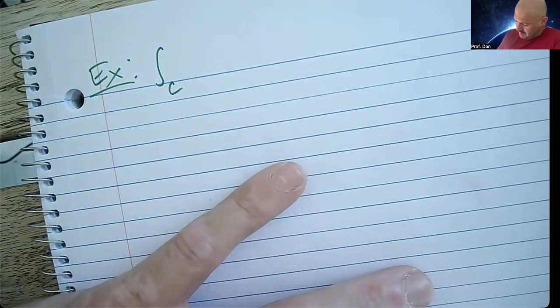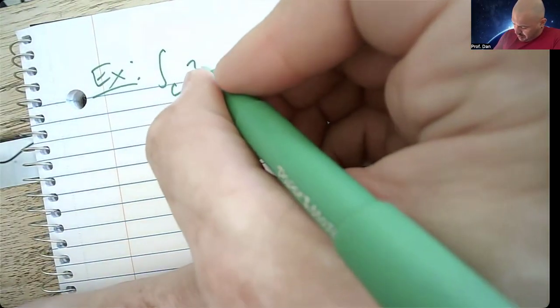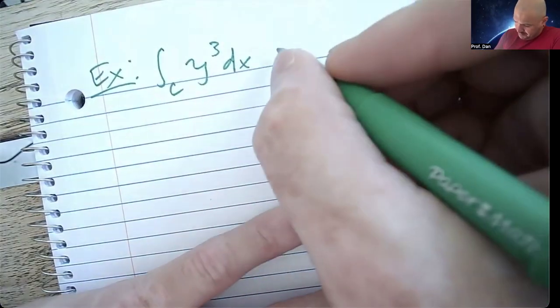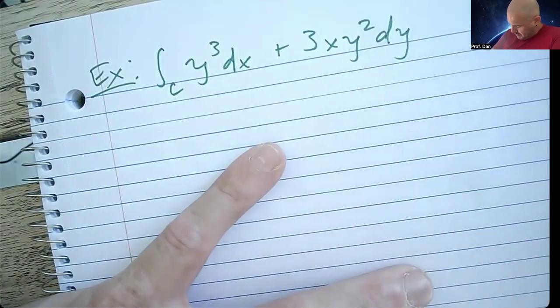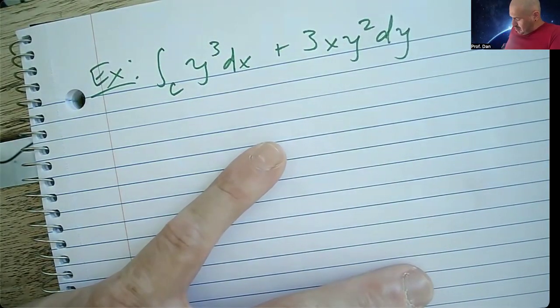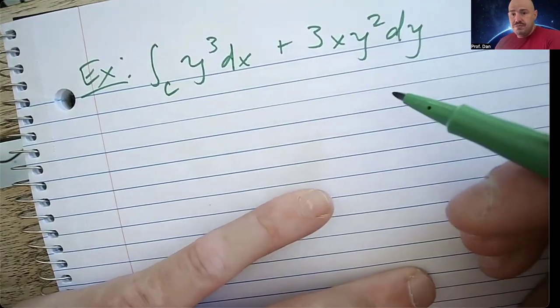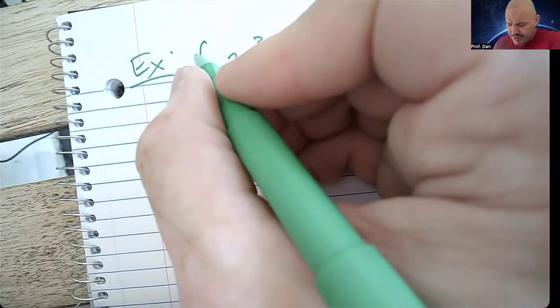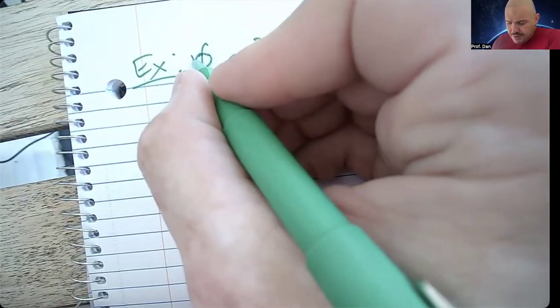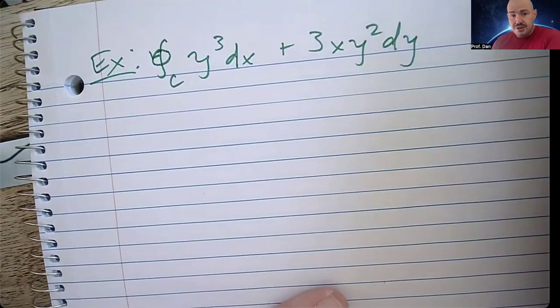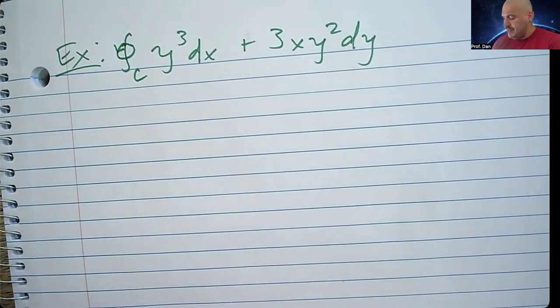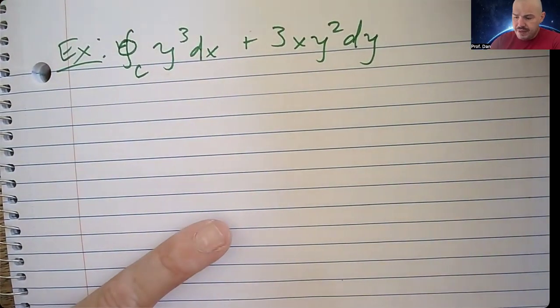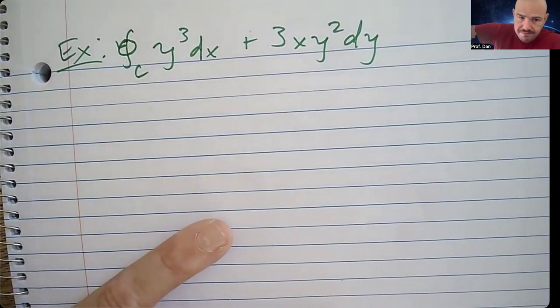So let's say that we want to evaluate the following line integral. We have the integral over the path C of y cubed dx plus 3xy squared dy. All right, and C can really literally be any simple closed path that's going counterclockwise. So if I let C be any path where Green's theorem applies, then we know that we can rewrite the line integral as just a regular double integral.